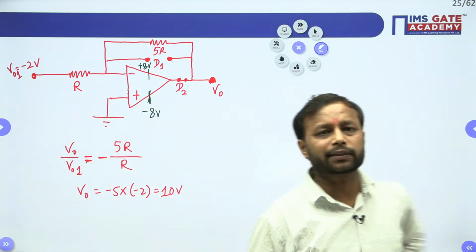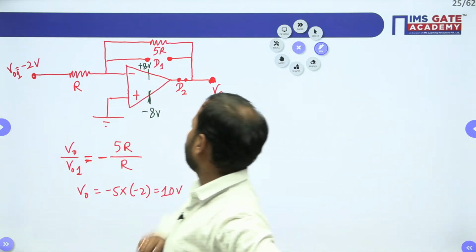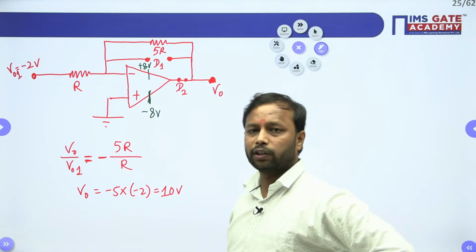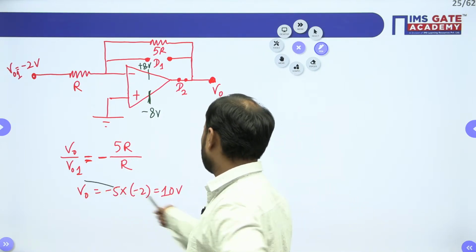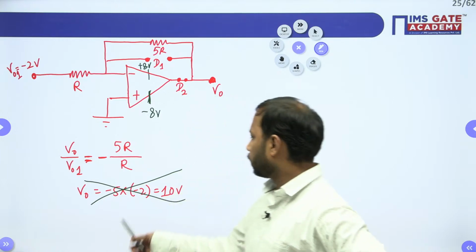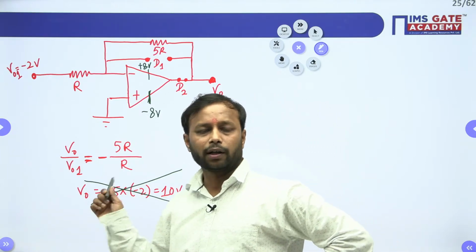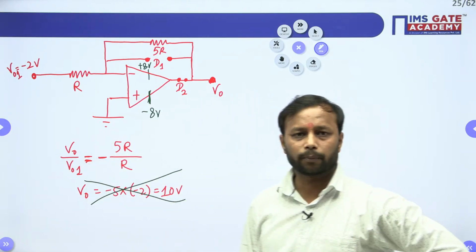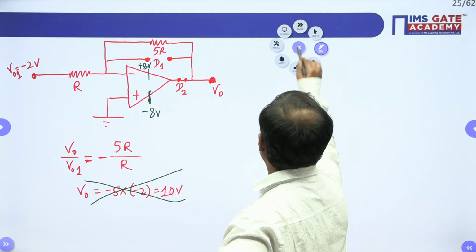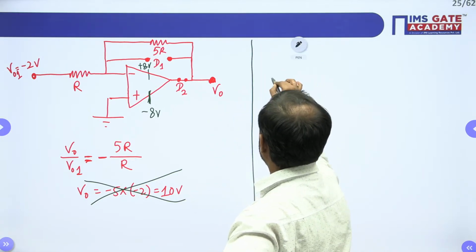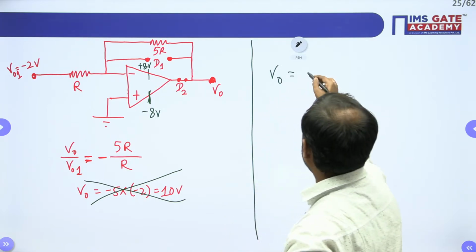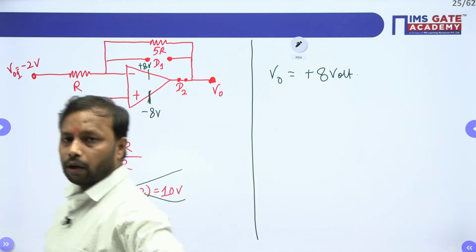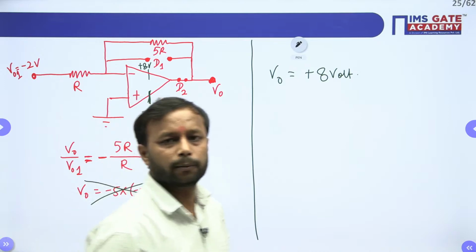But the output of this op-amp cannot exceed 8 volt and minus 8 volt. And here we are getting V0 as plus 10 volt. This means that this voltage is never possible to get. Your output cannot exceed plus 8 volt. So what it implies is that your output voltage V0 will be fixed at plus 8 volt.